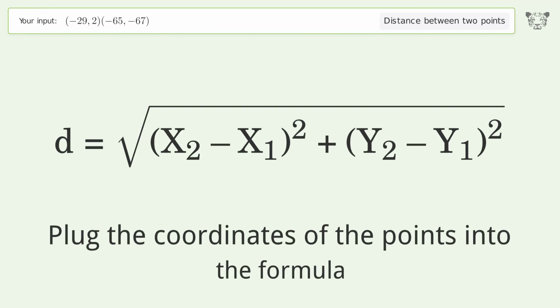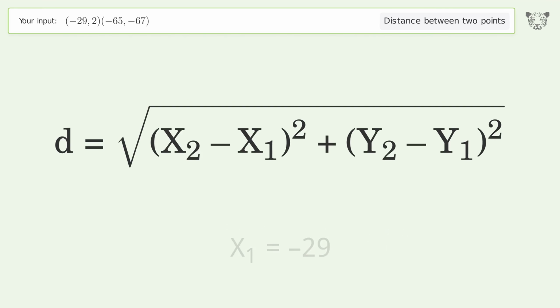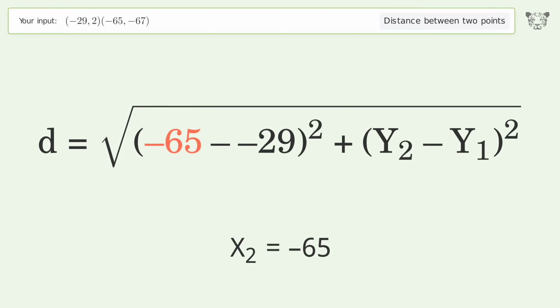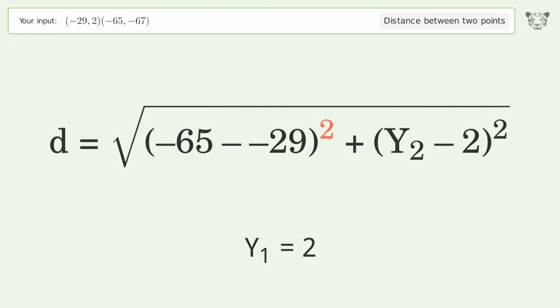Plug the coordinates of the points into the formula. x1 equals -29. x2 equals -65. y1 equals 2. y2 equals -67.